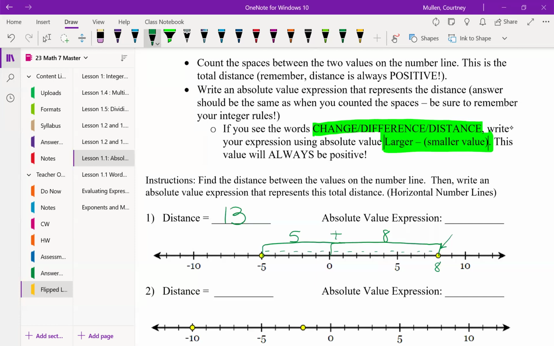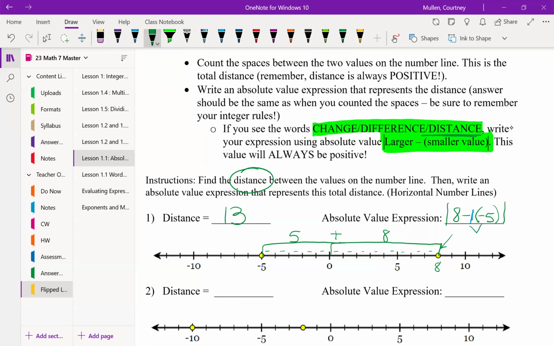Now the absolute value expression, because it said find the distance, which is this keyword over here, absolute value, the bigger one, 8, minus parentheses, the smaller value. Well, as we see here, we have that double sign that we've talked about before. So this really means -1.